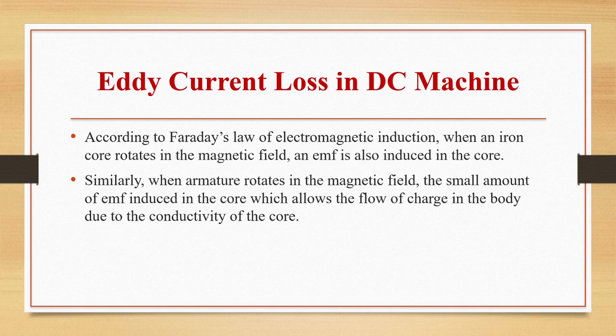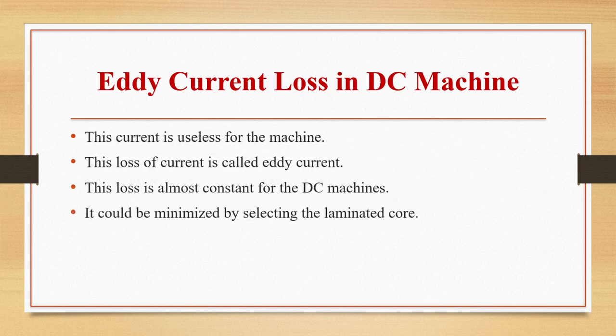Now similarly, when the armature rotates in the magnetic field, a small amount of EMF will be induced in the core, which allows the flow of charge in the body due to the conductivity of the core. And this current is useless for the machine. We don't want this current. This is useless, and this loss of current is called eddy current. This loss is almost constant for DC machines, and it can be minimized by selecting a laminated core.